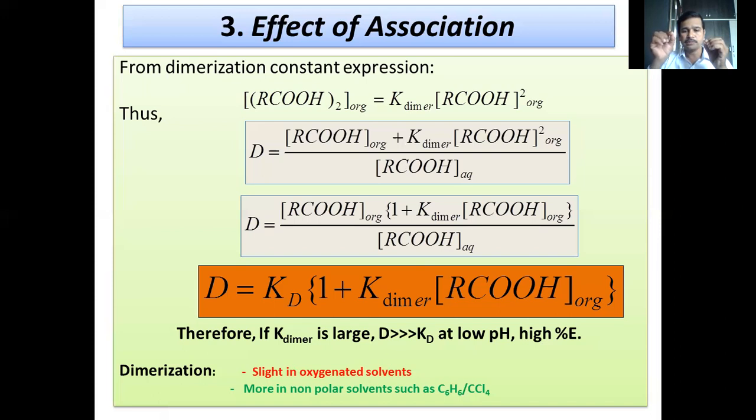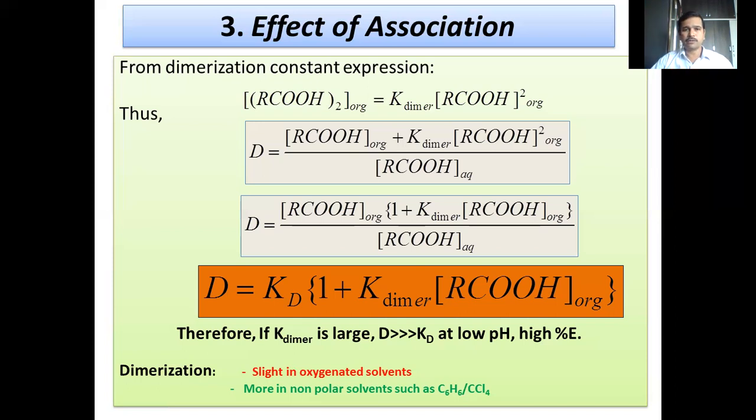So what is the ultimate choice of solvents? Non-polar solvents you have to use, maybe benzene or carbon tetrachloride or chloroform or toluene, xylene, ethylene dichloride or dichloroethane, methylene dichloride or dichloromethane, etc. If you use low polar solvents, the aqueous solubility of the carboxylic acid will be reduced and its hydrophobicity will be increased. Therefore, its solubility in the organic, less polar solvent will be more. So it will be extracted with the greatest efficiency, and that is all due to the dimerization process.